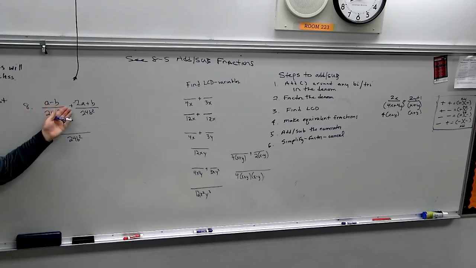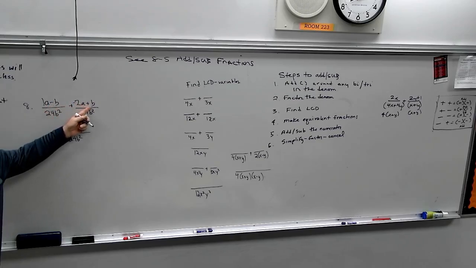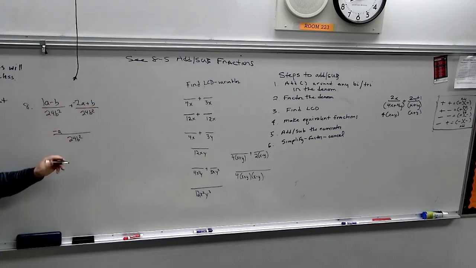What's a plus negative 2a? Negative, nope. There's a 1 there. What's 1 minus 2? 1 minus 2 is negative 1. So it's negative 1a. Okay? What's negative b plus b? 0. They're gone. Here's our final answer. Negative a over 24b squared.